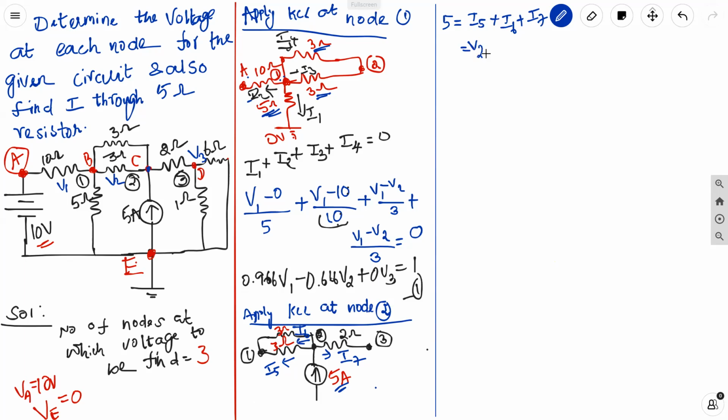So it must be V2 minus V1 divided by 3. The same for I6, V2 minus V1 divided by 3, right? Then I7 is the current through the 2 ohm resistor, which is connected between node 2 and node 3, and both voltages are unknown. The voltage across this 2 ohm resistor is V2 minus V3, and to find the current you must divide that voltage by the resistance 2, which is equal to 5.